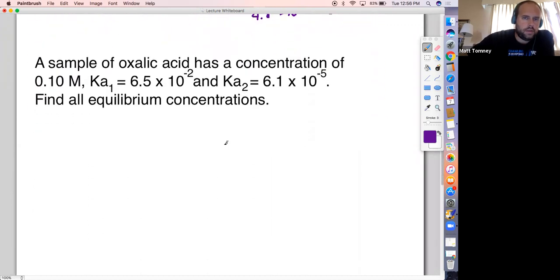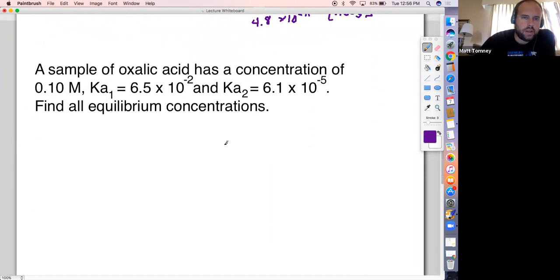And so the problem here says a sample of oxalic acid has a concentration of 0.1 molarity. It has a Ka1 of 6.5 times 10 to the minus 2 and a Ka2 of 6.1 times 10 to the minus 5. Again, notice that the Ka2 is always weaker than the first one. And it says find all equilibrium concentrations. So that's going to be the goal, and this will take us up to close to quiz time. Okay, I've got about 20 minutes and then a little bit of buffer time to give you guys for questions and getting ready for the quiz.